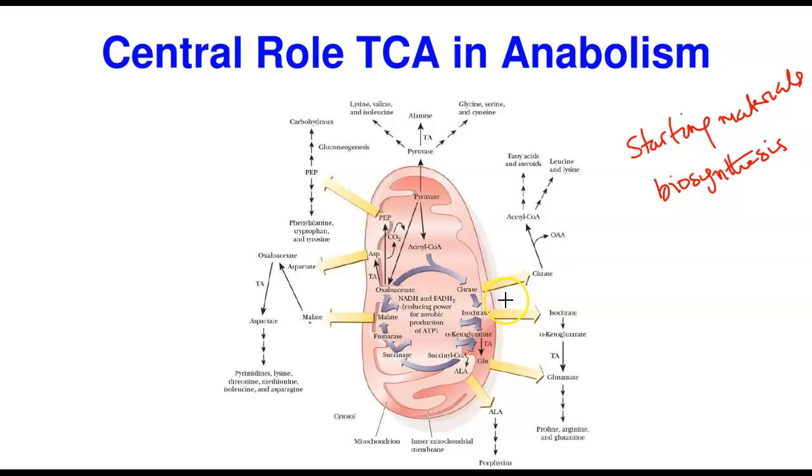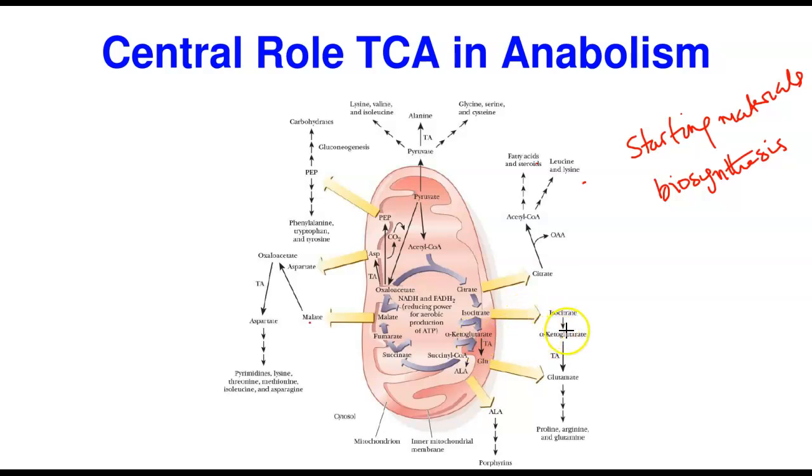Now, what about this side? Citrate can leave the mitochondria and be converted to acetyl-CoA, and acetyl-CoA can go through a series of reactions to form amino acids like leucine and lysine. It can also go through lipogenesis, the synthesis of lipids, to form fatty acids and steroids as well.